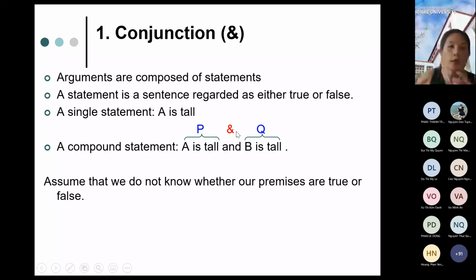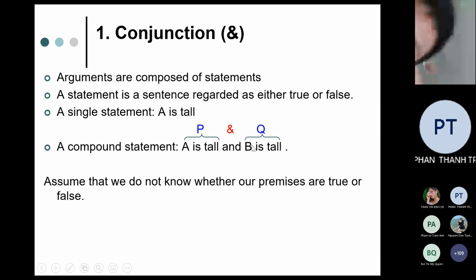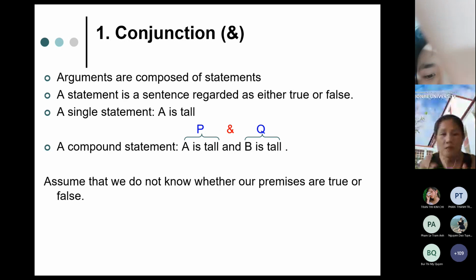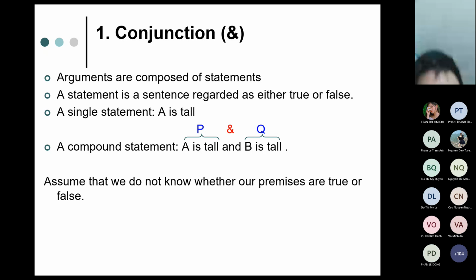And then we need to symbolize it into variable form. So we name the variable. If we have two pieces of information like this, we may name them P and Q. You can name them differently, it depends on you, but you need to explain the meaning. So let's say P stands for 'A is tall' and Q stands for 'B is tall'. We don't name P as A or Q as B, but it must be a complete sentence or complete statement.